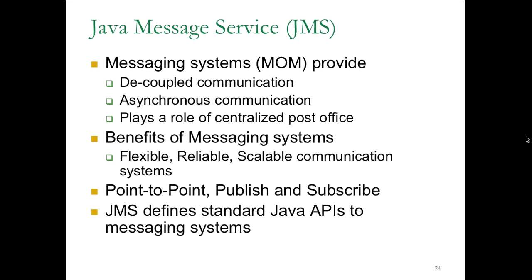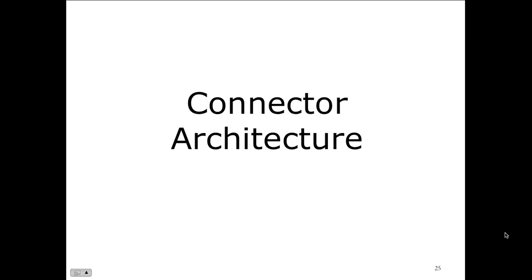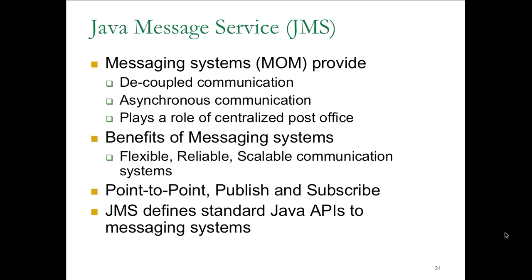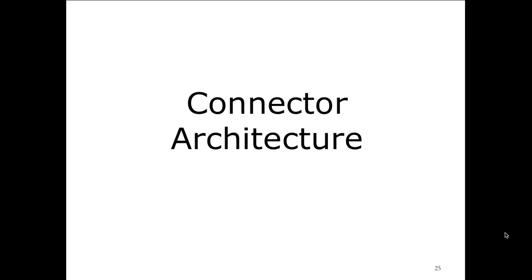Benefits from the messaging system: flexible, reliable, scalable communication. Point-to-point, publish and subscribe. So JMS defines the standard Java APIs to the messaging system. So we can create inter-component communication through JMS. And we'll look at JMS in the EE course as well.